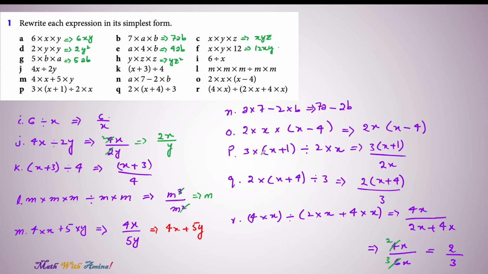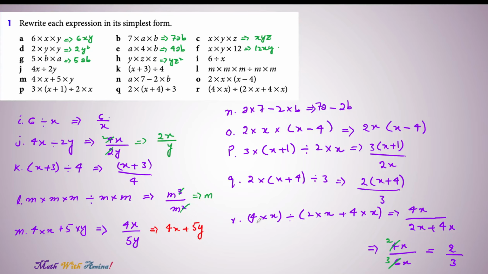3 multiplied by x plus 1 in the brackets divided by 2 multiplied by x. Removing the multiplication sign, we get 3 into x plus 1 over 2x. The second last part here is 2 multiplied by x plus 4 in the brackets divided by 3. So we write it as 2 into x plus 4 over 3.